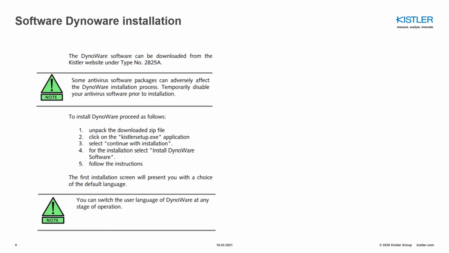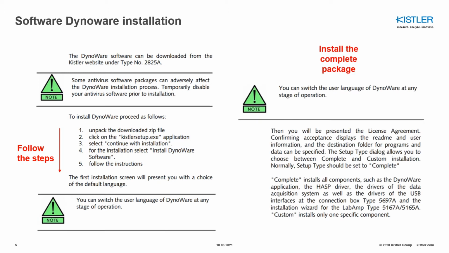When it comes to the installation of the software Dynoware, what you have to do is unpack the downloaded zip file, click on the Kistler Setup exe file, select Continue with the installation, and select install Dynoware software and follow the instructions. So, in that order. You will need to choose to install the complete package in order to have the installation process as smooth as possible. So please choose the complete, and then it will make the installations of the necessary software.